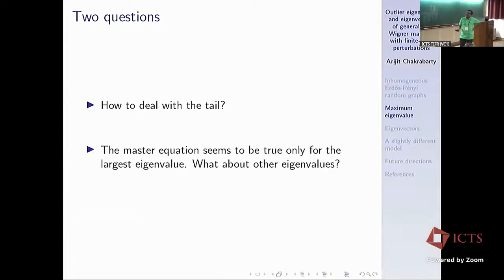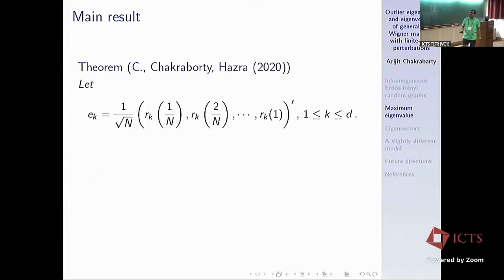Okay. The other question is, the master equation seems to be true only for the largest eigenvalue, but we are talking of a situation where we have a perturbation of a higher rank. How to deal with the other eigenvalues and also the largest eigenvalue in this situation? In this situation, we will not have this simple equation. There will be a bunch of equations. Okay, so before I tell you how to prove it in that case, let me first tell you the result.